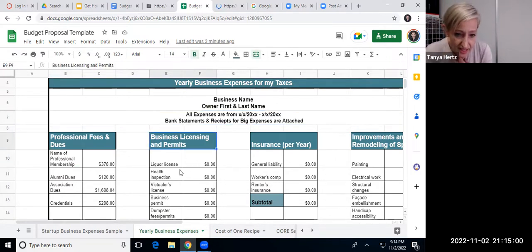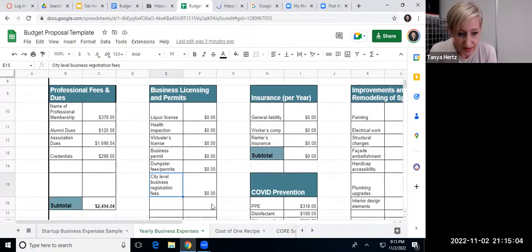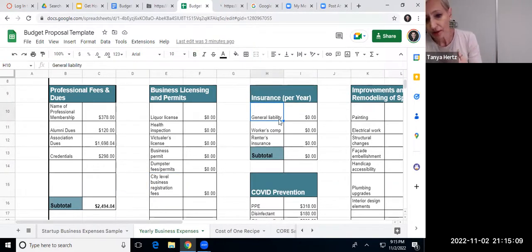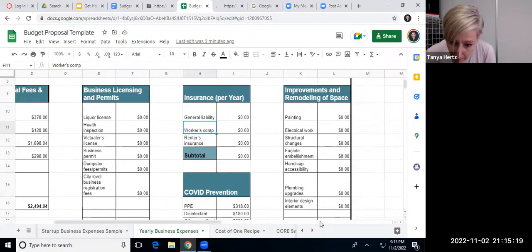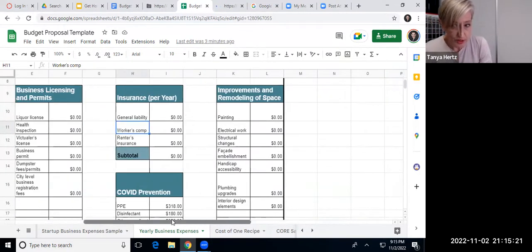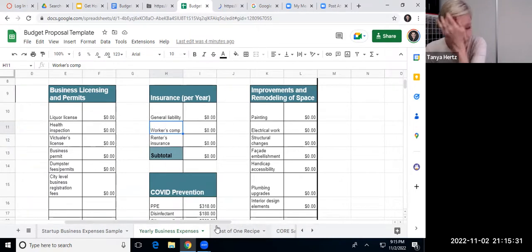So if I needed a liquor license, a health inspection, a business permit, dumpster fees, things like this, city level business fees, registration fees, insurance, you have common insurance including things like liability insurance. If you have a home that you're renting, you have to pay renter's insurance. If you have employees, you pay workers' comp insurance. Maybe you have general liability insurance because you don't have other ways of protecting your assets, right? Maybe you don't have an LLC and you still want to make sure that if somebody sues you, you're protected. So you might have those kinds of insurance.